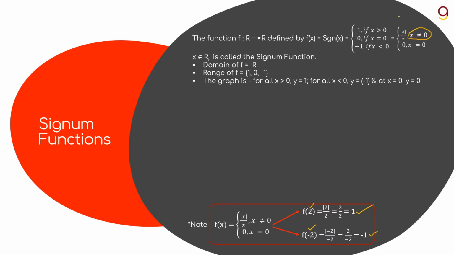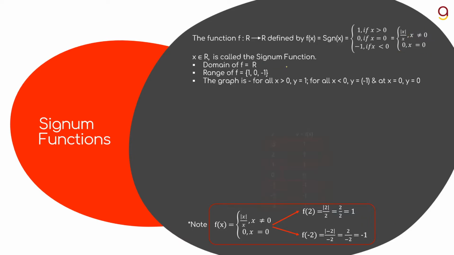So mod of x by x when x is not equal to 0: if x is positive, we will get 1, and if x is negative, we will get minus 1. And if x is equal to 0, the output will be 0. So the domain is any number from the set of real numbers, whereas the range consists of the 3 numbers 1, 0 and minus 1.